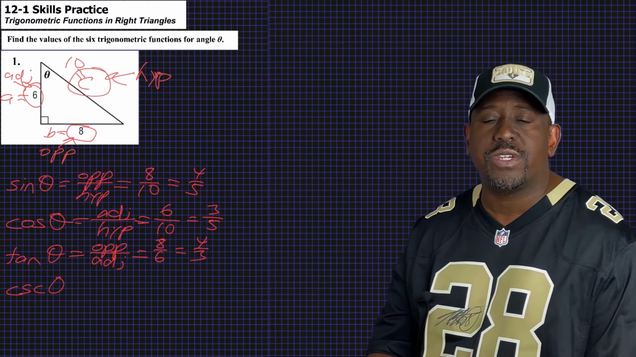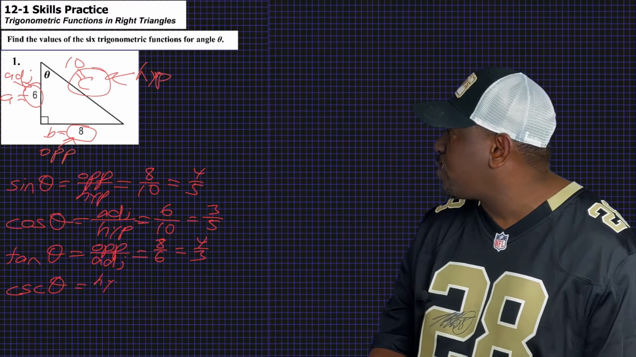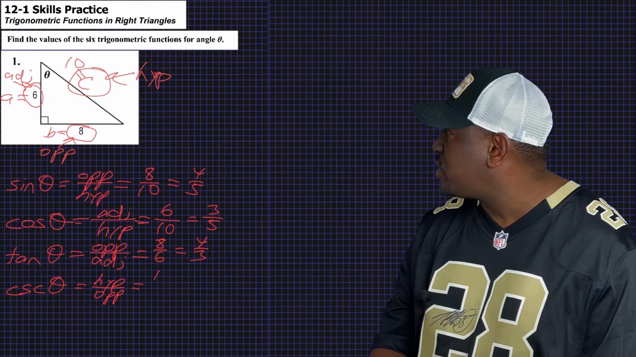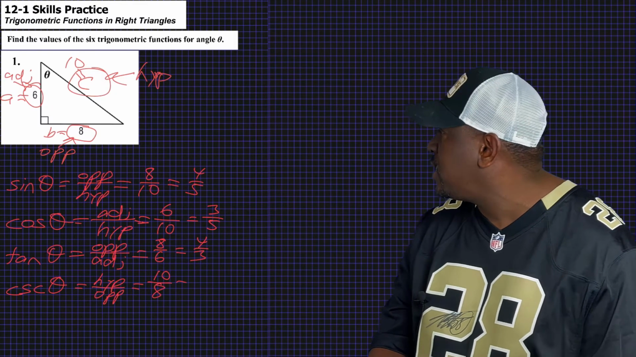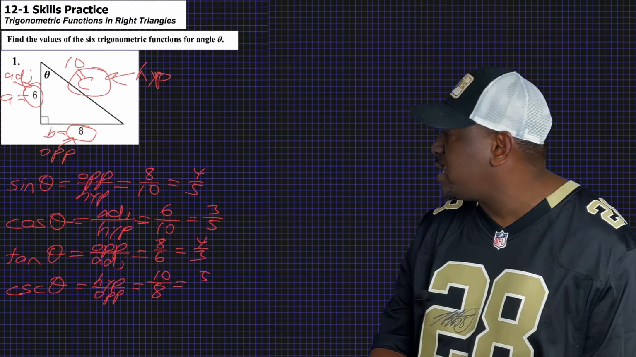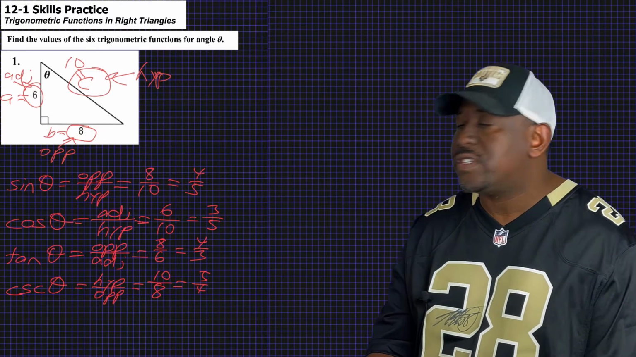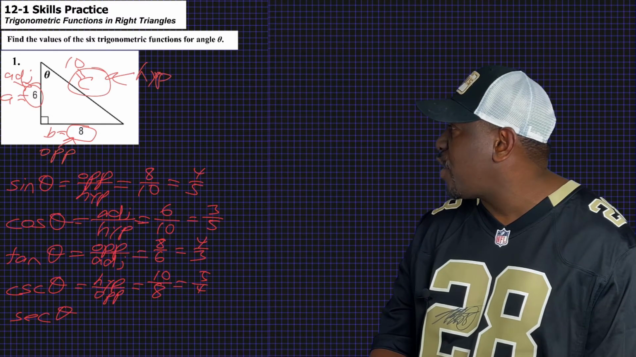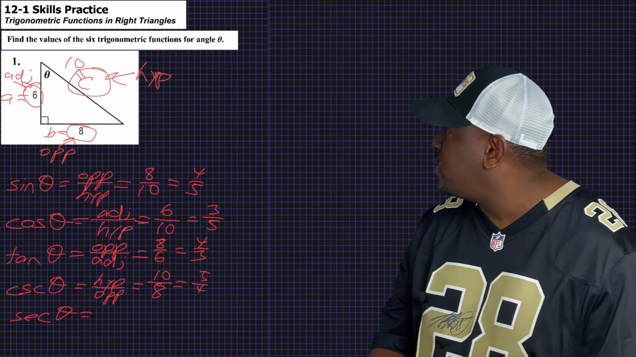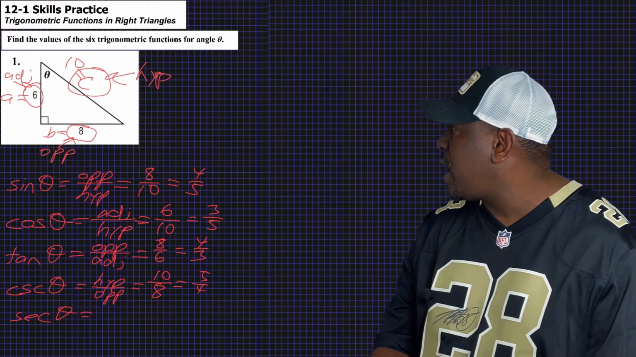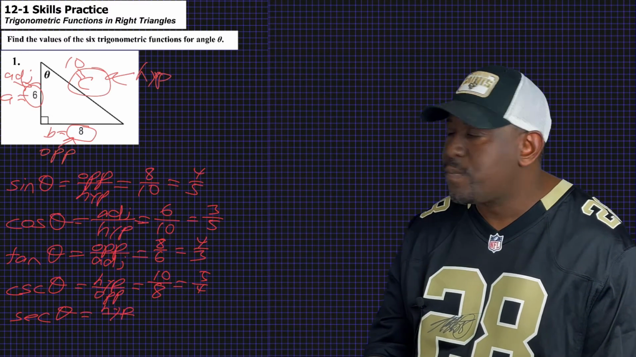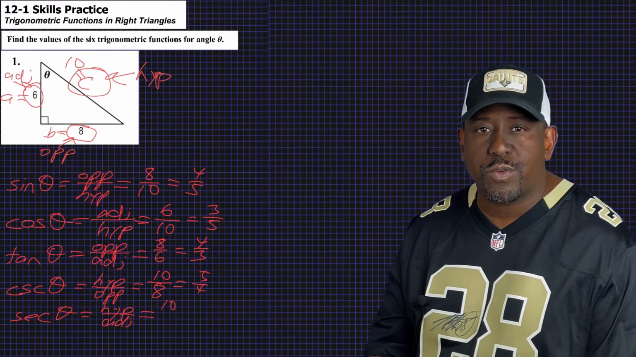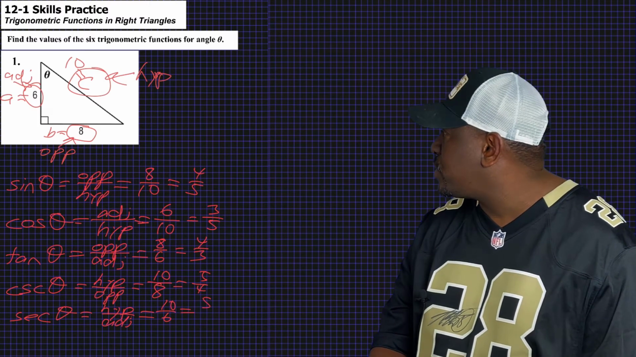Now we're going to do what we call the inverse of the 3 that we just did. The cosecant is the inverse of sine, so it will be hypotenuse over opposite. We flip 8 over 10, that'll be 10 over 8, which reduces to 5/4. Then we'll do secant, which is the reciprocal of cosine theta. That will be hypotenuse over adjacent, which gives us 10 over 6, and that reduces to 5/3.